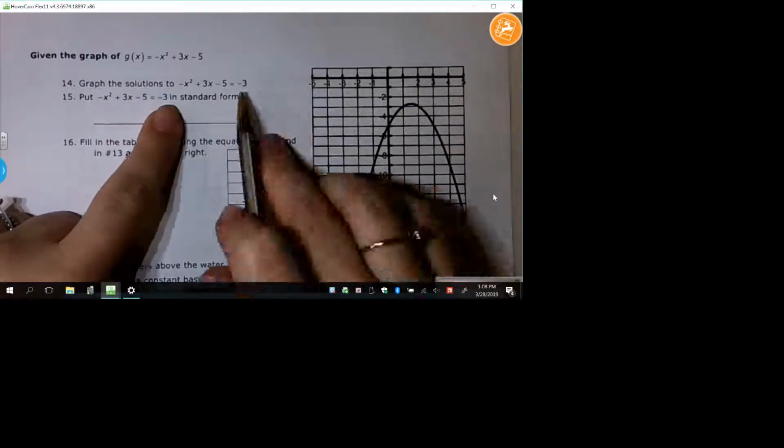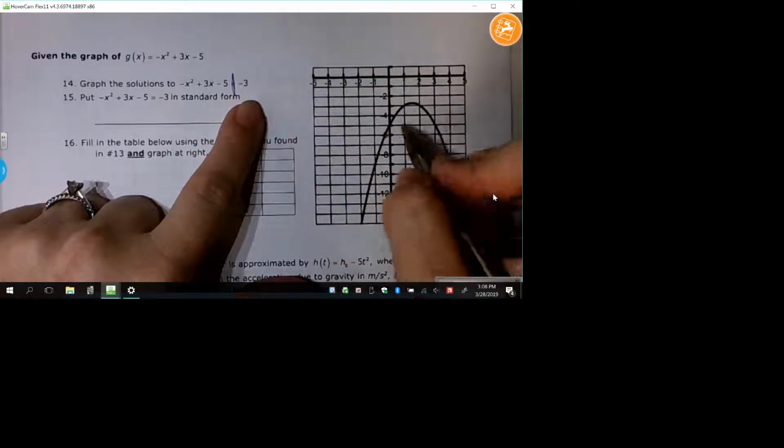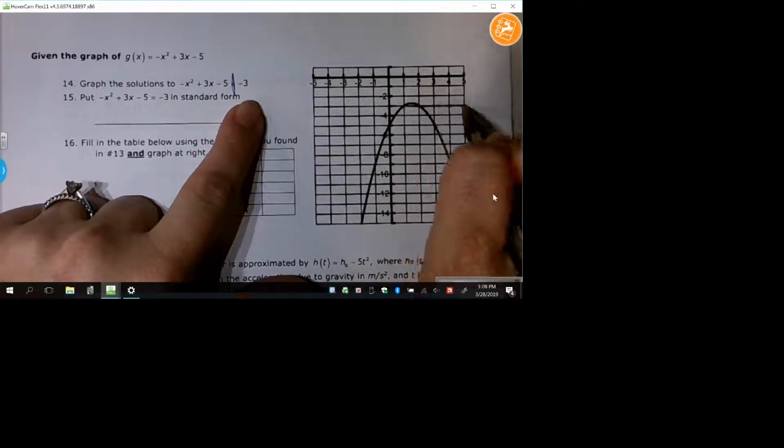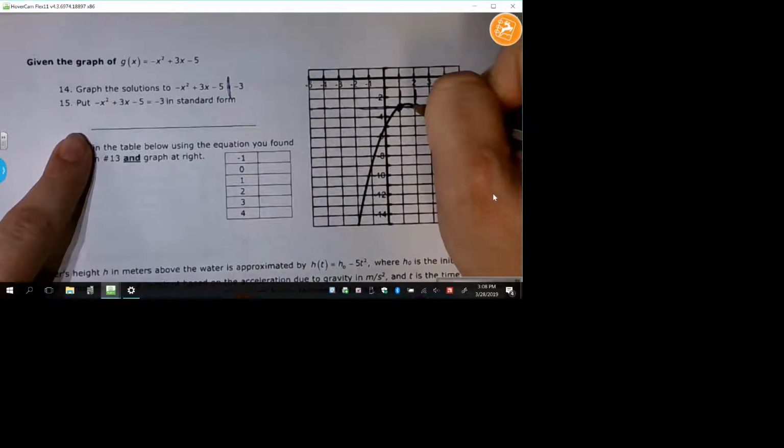So this is graphed here. It says graph the solutions, or the graph is matched. At negative 3. So I want you to realize negative 3 is right here. So the solutions are 1 and 2. Okay, so right here and right here.